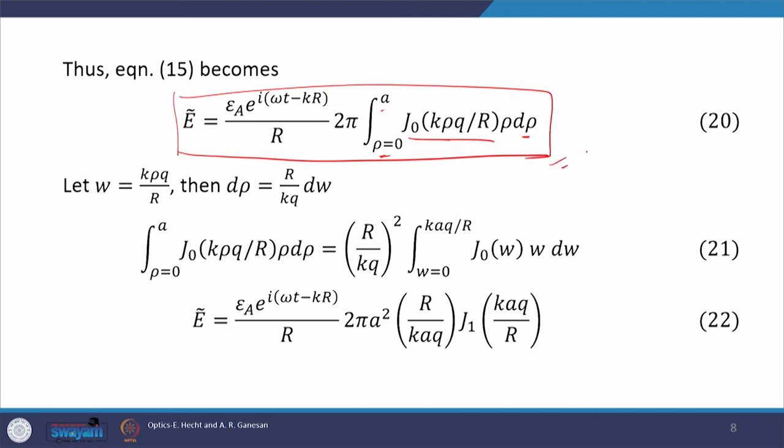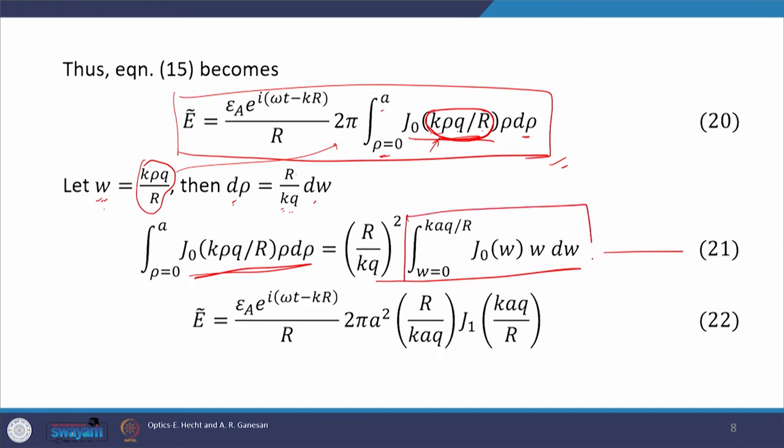Now, once we have equation number 20, we see that so many parameters are involved here: k, rho, q by capital R. So, let us introduce a new parameter w which takes care of all these k, rho, q and R. Now, with this d rho would be given by capital R by kq into dw, and then let us substitute them back into equation number 20 and after a bit of mathematics, we get equation number 21. This integration now looks like this. Now, you see in equation number 21, we have an integral on J0 w, and w varies from 0 to k a q by capital R.